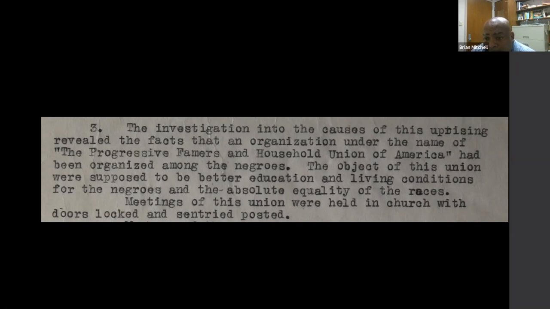of the races." Nowhere in his report did he surmise that the blacks in Phillips County had banded together to overthrow the county. Nor had he made any admission as to their desire to kill any particular plantation owners or do harm to anyone. What they wanted was better education and living conditions for their families.